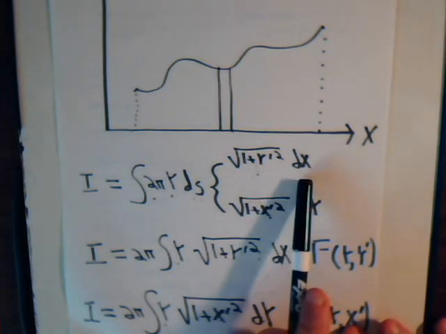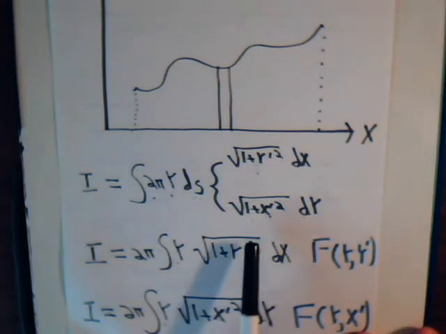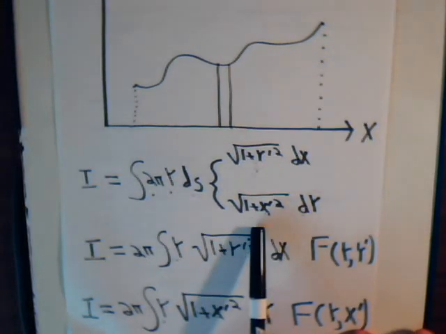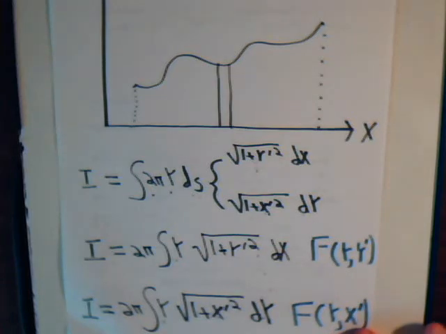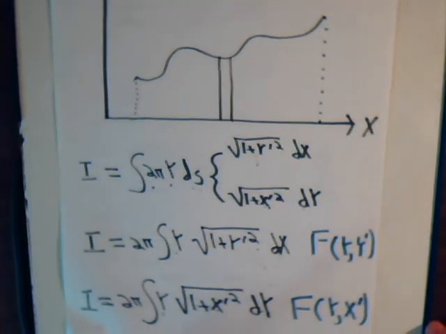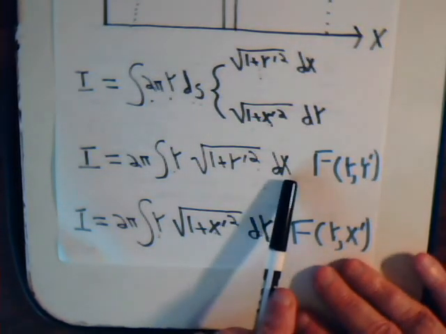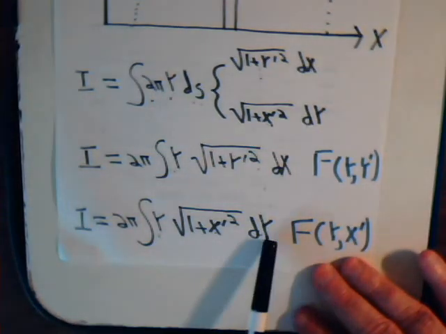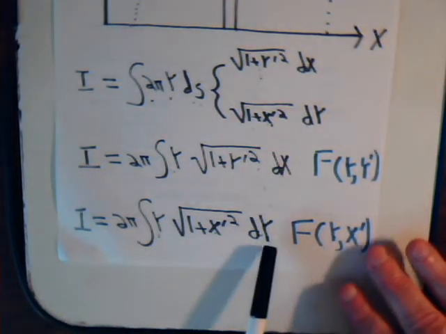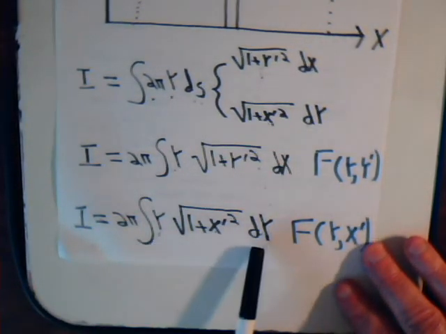So here, x is the independent variable. This would be dx dy. Y is the independent variable. So we could write out the integrals for the area of revolution either like this or like this. Of course, we would do it in this form because here we have y dy.